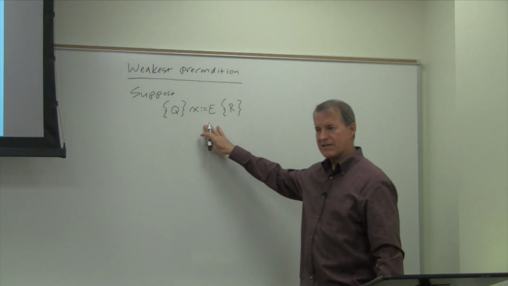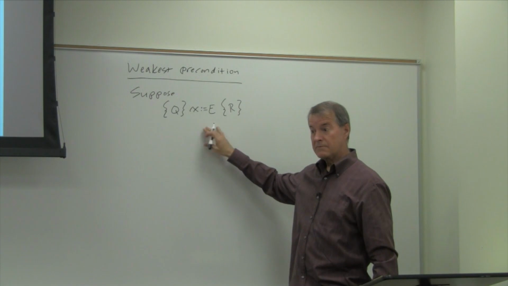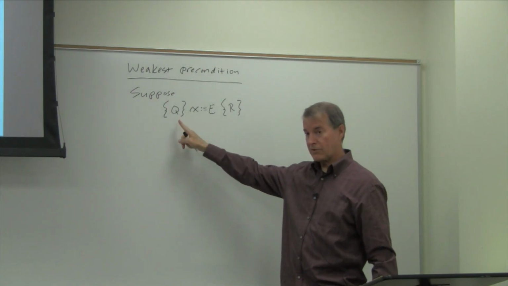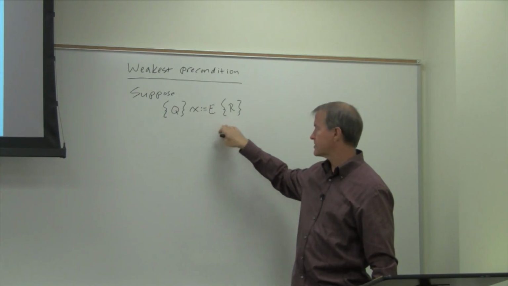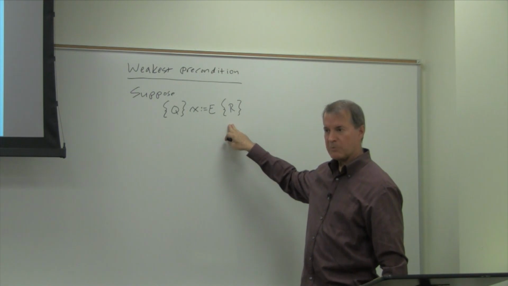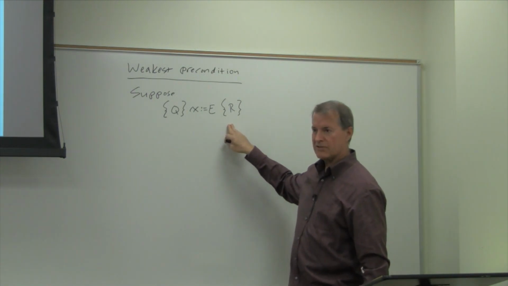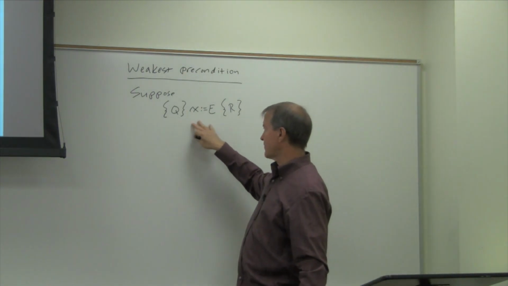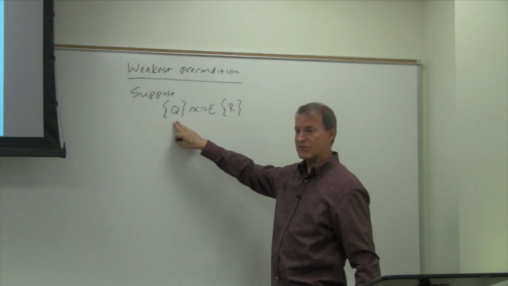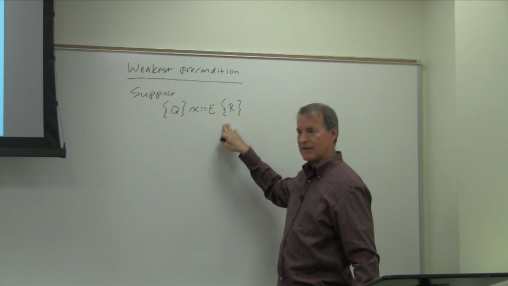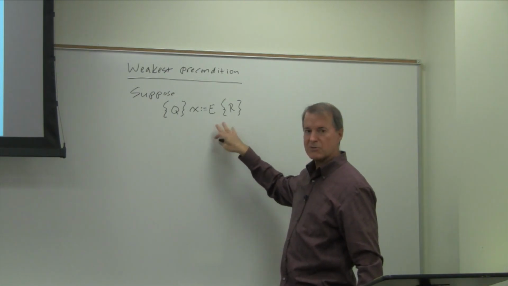Now what's the interpretation of the Hoare triple? If Q is true, then the statement executes and terminates, and the postcondition is guaranteed to be true, right? So suppose that this is in fact a valid Hoare triple. In other words, suppose that we have a precondition here, we have this statement, and we have this postcondition, and suppose that's valid.